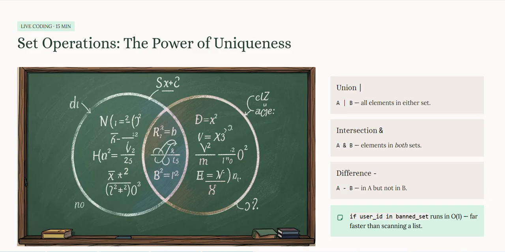Intersection: elements in both sets are going to be printed. Difference: in A but not in B. Like you are subtracting B from A, and all the elements that are common to B and A will not come, but the rest of the elements that are left in A will be printed. Checking if a user ID is in a banned set runs far faster than scanning a list.